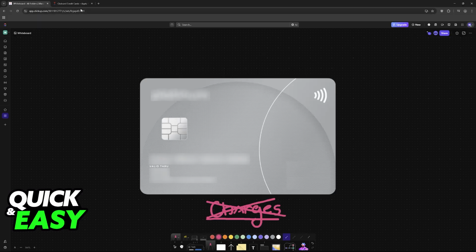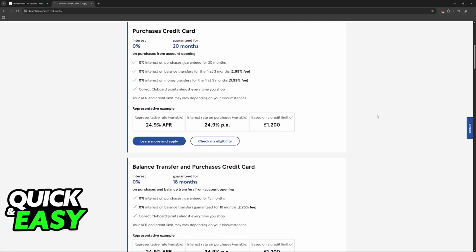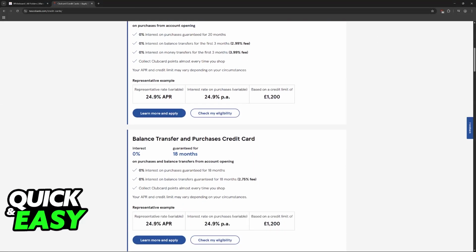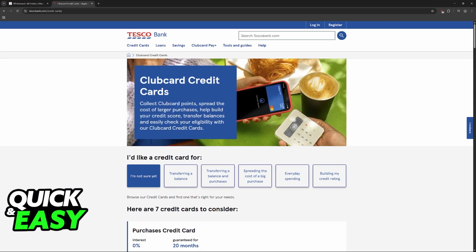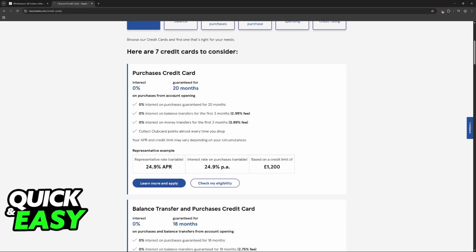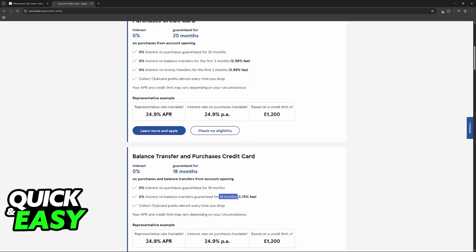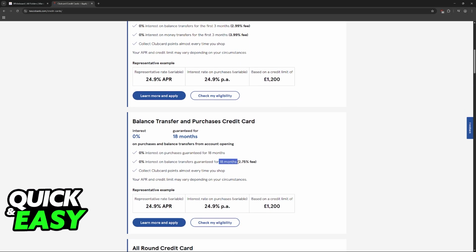So the main one is always going to be money transfer credit cards that have 0% introductory offers. An example here would be the Tasco Bank Club Card credit cards. As you can see, some of these cards will offer 0% interest on balance transfers and money transfers. However, it is only going to be for the first 3 months or a specific period of time. Some of these cards can have 0% interest for even up to 18 months. So as you can see, this one goes for over a year.